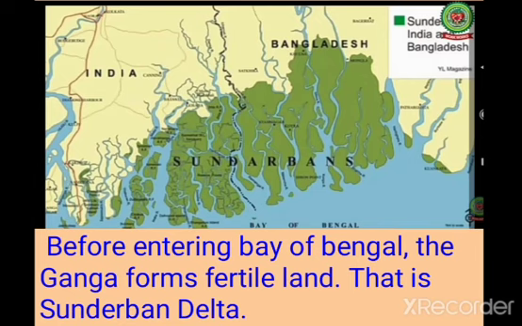Before entering the Bay of Bengal, the Ganga forms fertile land, that is the Sundarban Delta. That means before entering the Bay of Bengal, the Ganga River forms some fertile land. That land is known as Sundarban Delta. Children, see the map. The part which is in green color is nothing but Sundarban Delta.